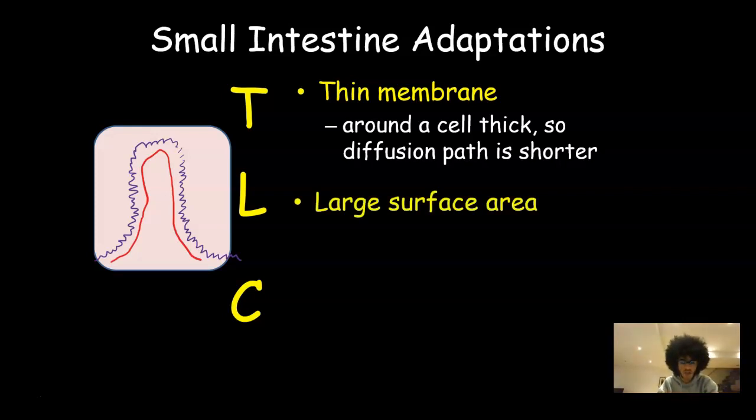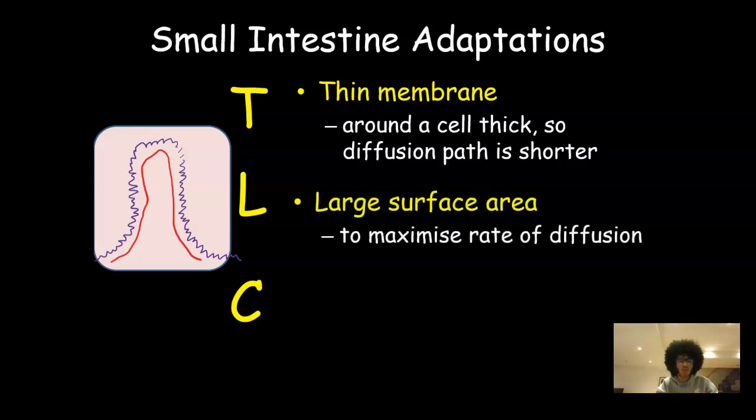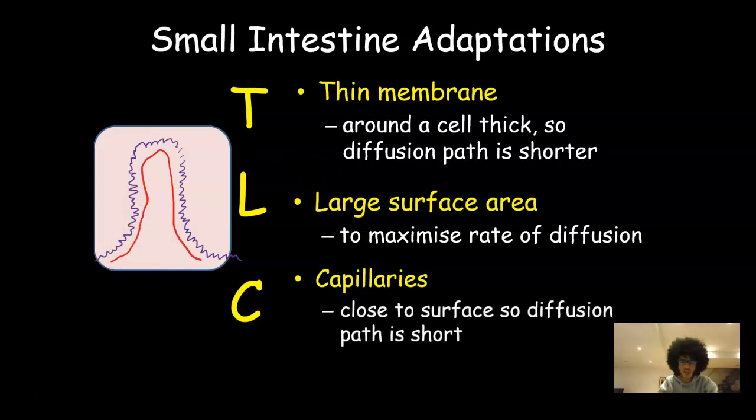The L is large surface area. We've talked about that already. That maximizes diffusion and makes it happen really quickly. And then the C is for the capillaries, which are the tiny blood vessels just under the surface of the villi. They basically have two roles. The first one is they're close to the surface, so the diffusion path is short. That means that if I'm a nutrient here, I don't have to travel very far in order to get to the blood. And the shorter that distance, the more efficient your absorption.